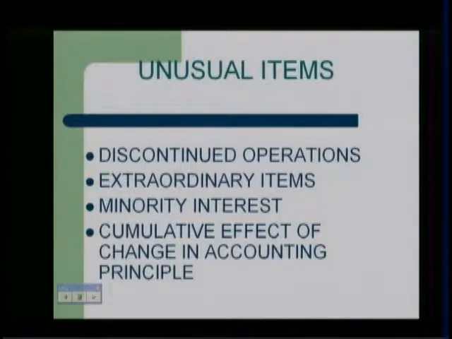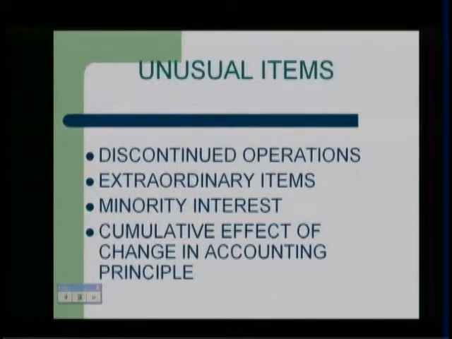The one thing that you may notice at the very bottom of some income statements are what we call unusual items. You don't always see this, and occasionally they're on there, but they're in a special order. We have what we call income from discontinued operations, extraordinary items, the effect of any minority interest. Remember, we talked about minority interest previously. And then finally, the cumulative effect of change in accounting principle.